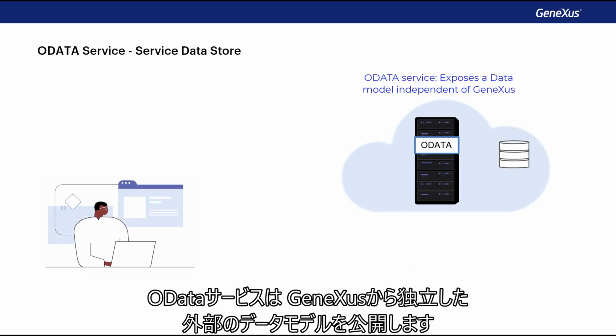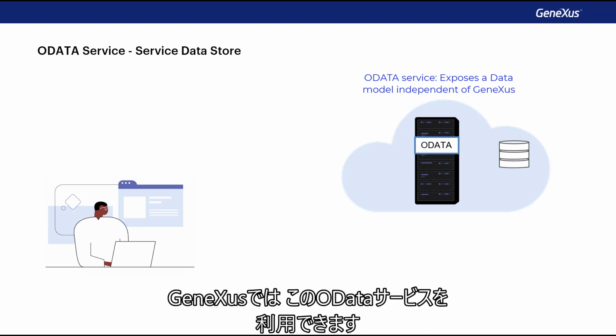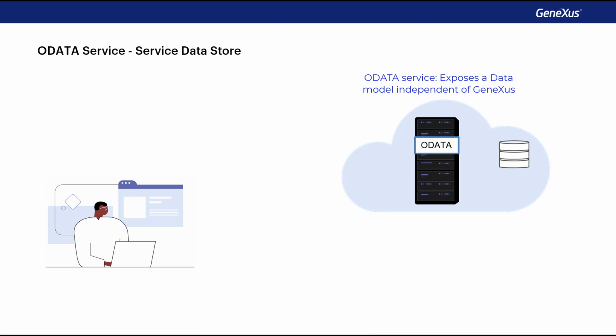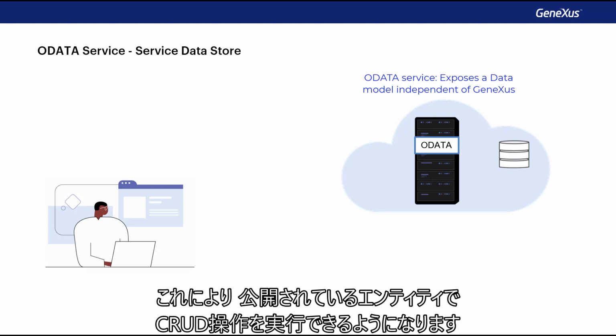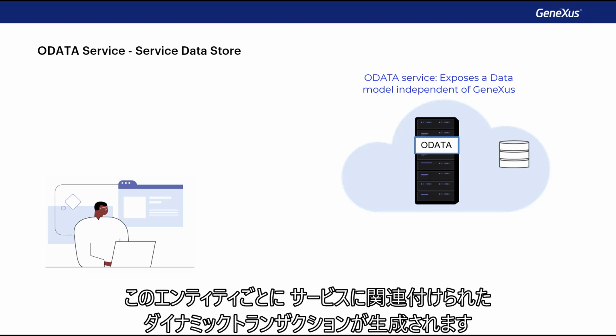An OData service exposes a data model that's external and independent of GeneXus. From GeneXus, it's then possible to consume this OData service, which allows performing CRUD operations on the entities it exposes, that is, to create, read, update, and delete information. For each of these entities, a dynamic transaction associated with the service is generated.